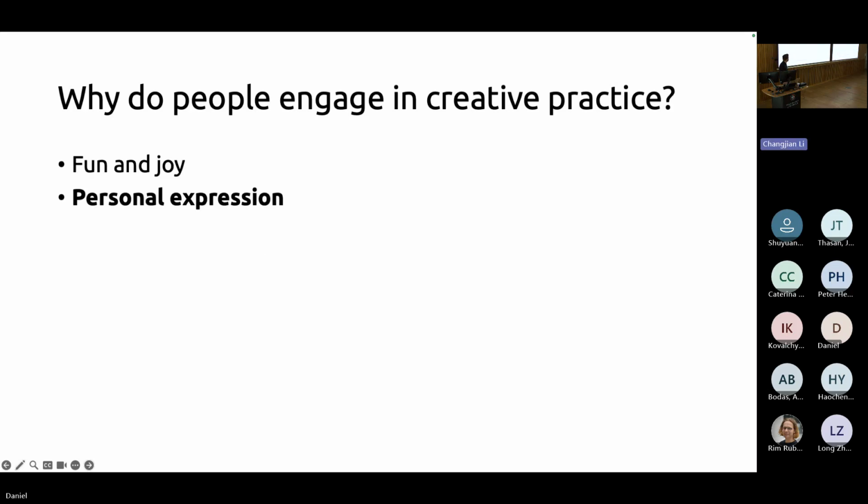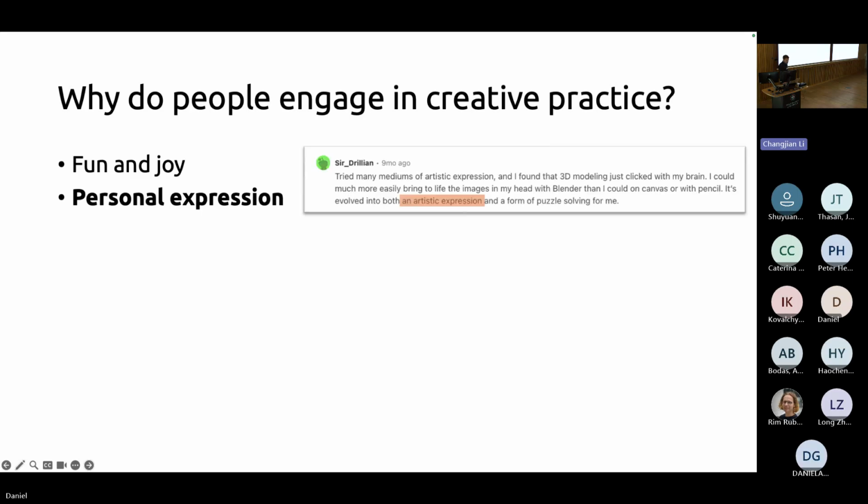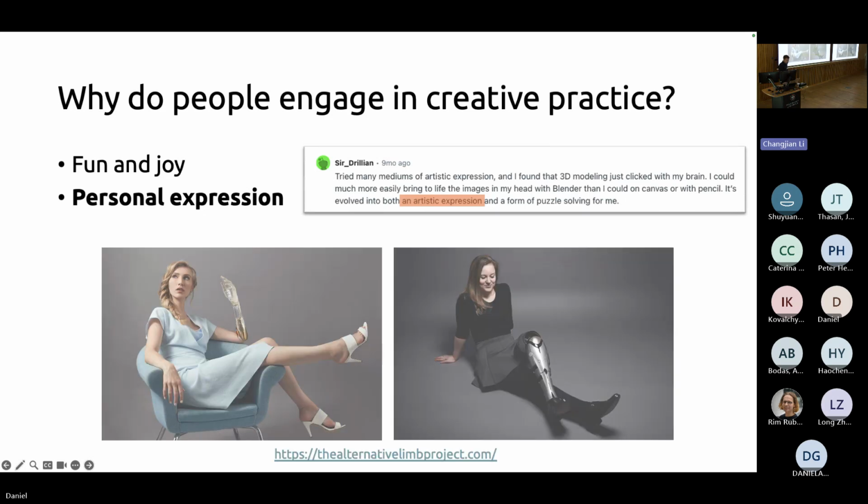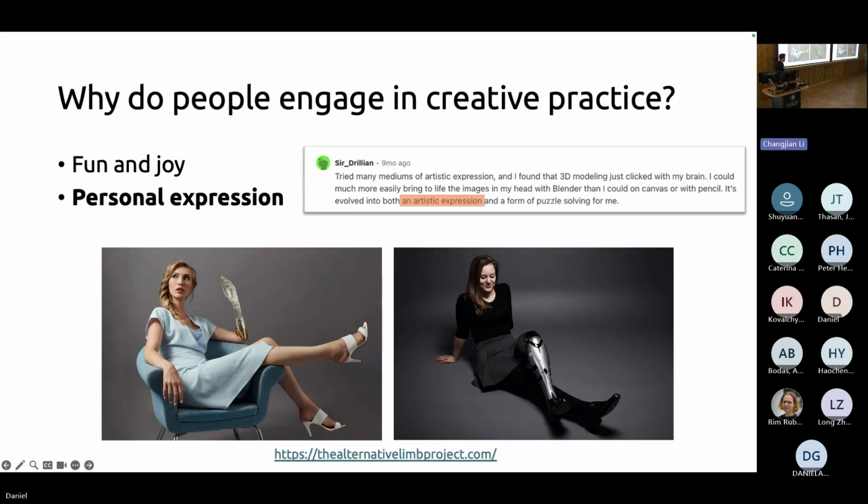It can be a means of personal expression, of expressing something to the world outwardly about ourselves that is otherwise hidden inside. People talk about this as a means of artistic expression that makes sense to them more than pencils or paintbrushes. This is a great example that I really like.